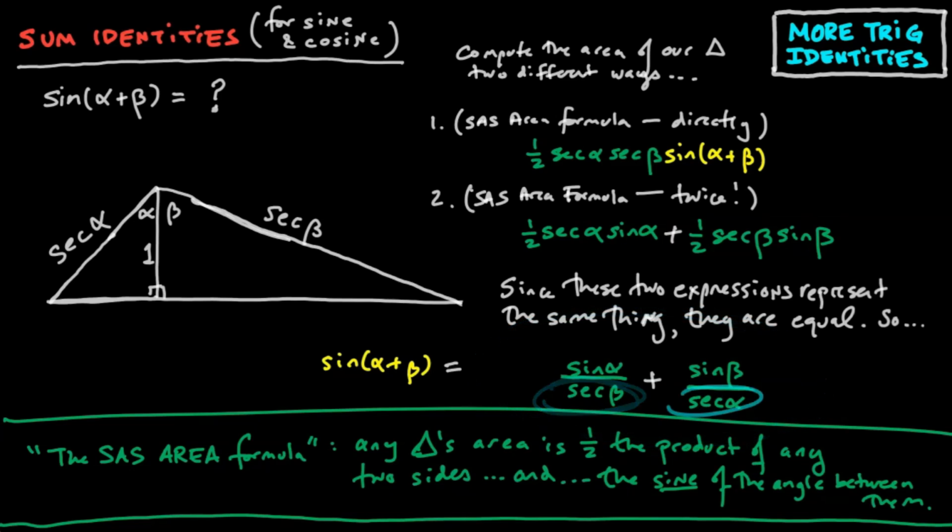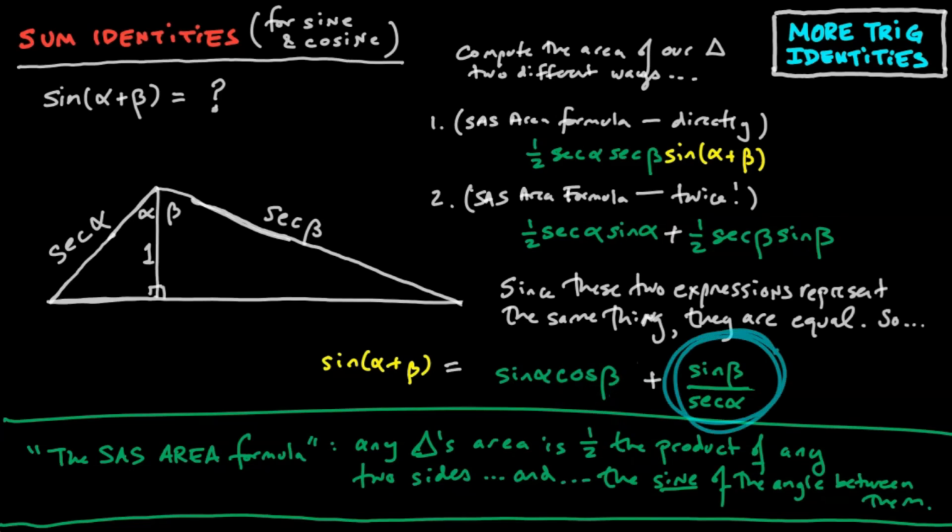Nobody really likes secants, but these can be cleaned up a lot. Because look, sine alpha over secant beta, well that's the same thing as sine alpha times 1 over secant beta. Well, the reciprocal of secant, what's that? Everybody knows the reciprocal pairs. Secant is cosine's reciprocal, and so of course the reciprocal of secant is cosine of beta.